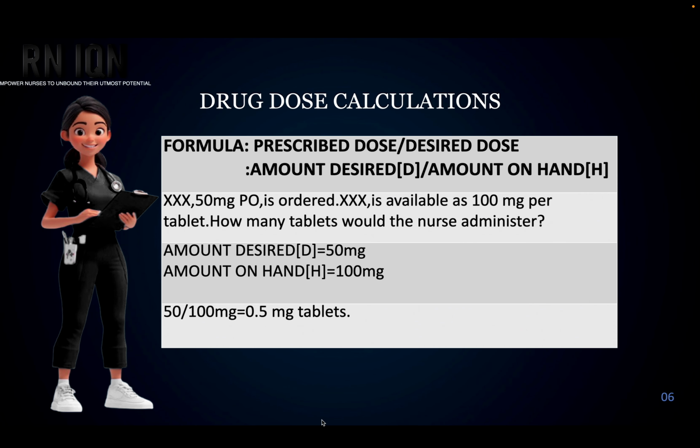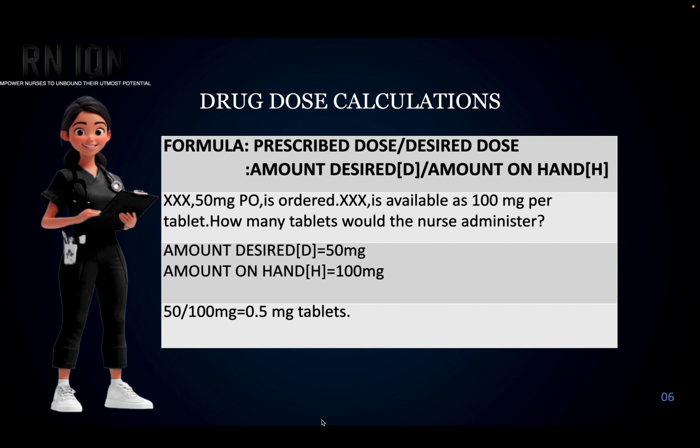Clear? A drug of 50 mg per oral is ordered. That is available as 100 mg per tablet. How many tablets would the nurse administer? Plug in what you know in the formula and simply apply it. Here amount desired is 50 mg. What is on hand is 100 mg. Divided, you will get half a tablet. So you will give half a tablet.